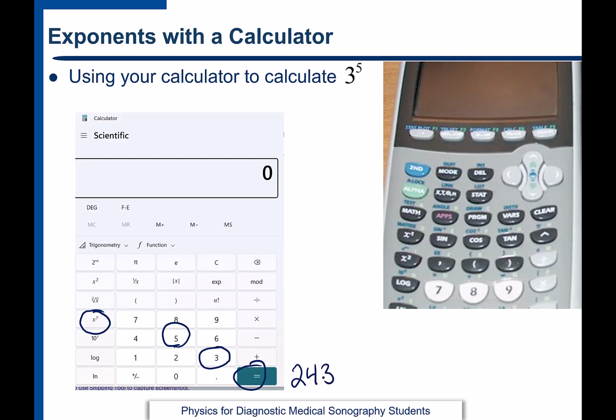Now, a calculator that probably most of you have is some type of scientific calculator like a TI-83 or a TI-84. On those TI series of calculators, the key that you're looking for is this one. So to calculate 3 to the 5th, I would do 3, and then that symbol, and then 5, and equals. And again, you should get 243.